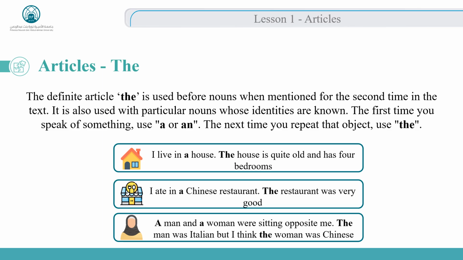Another example. I ate in a Chinese restaurant. The restaurant was very good. The first mention of Chinese restaurant, I used a before it. In the second mention, I used the. A man and a woman were sitting opposite me. The man was Italian, but I think the woman was Chinese. Here again, when we mentioned man and woman for the first time, we used a before them. But when we mention them for the second time, we use the.